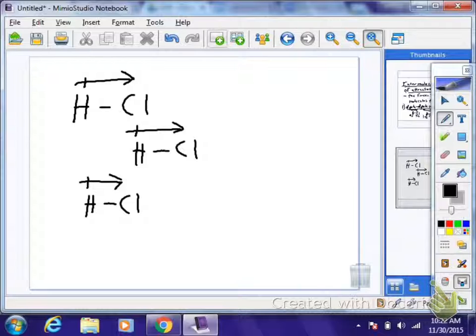So this side of the arrow is slightly negative, and this side of the molecule is slightly positive. So what do you know about opposites? When we get a molecule with one side slightly negative and the other side slightly positive, what are they going to do? They're going to attract.